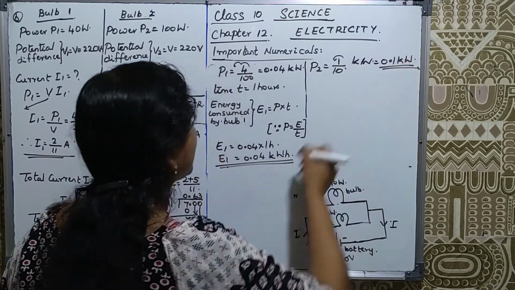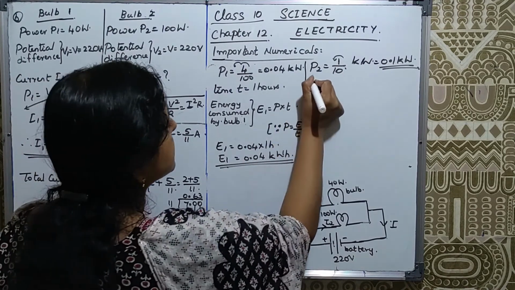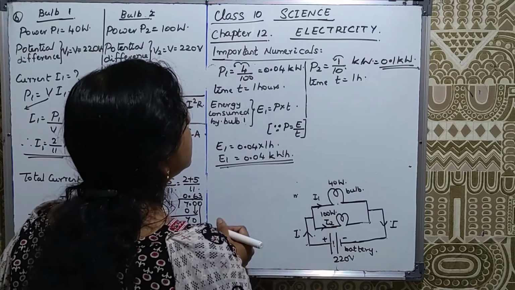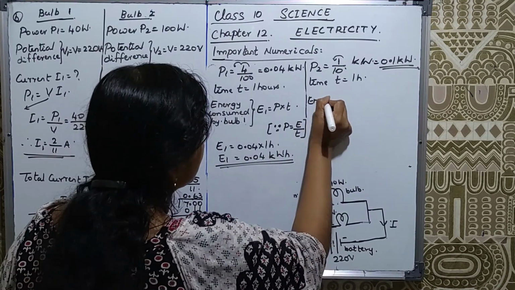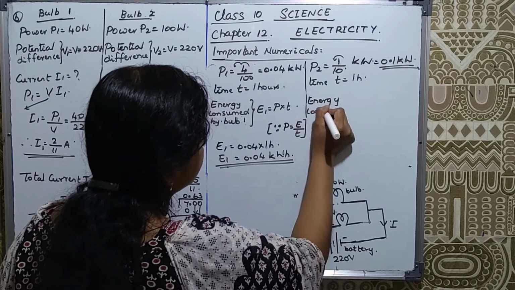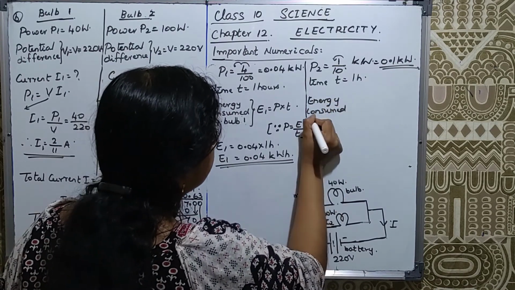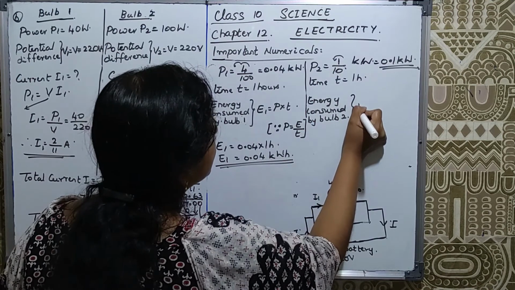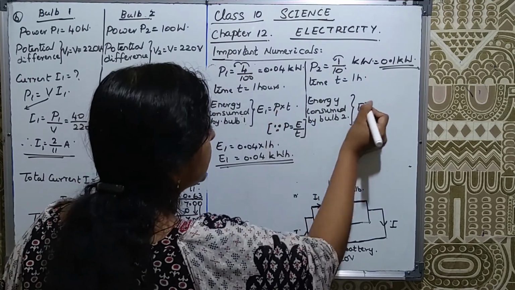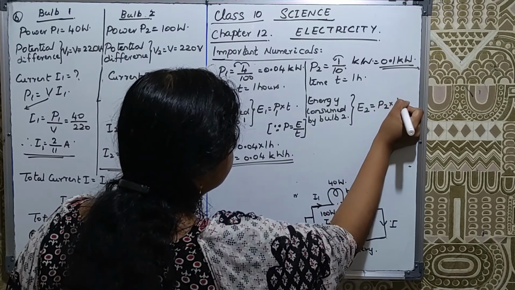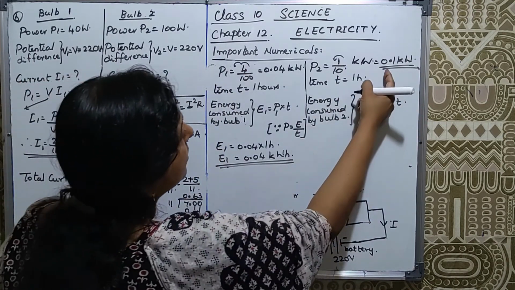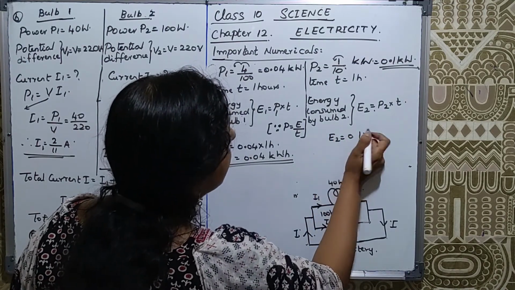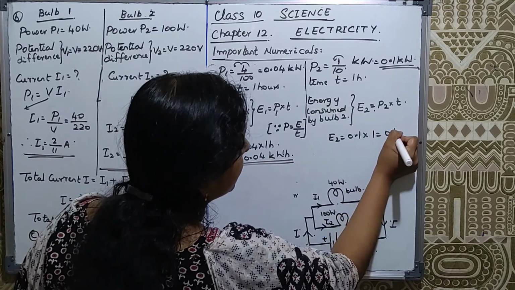That much kilowatt is power P2. Time T is 1 hour, the same time was used. So energy consumed by bulb 2, E2, equal to P2 into T, as in the previous case with P1 into T. P2 is how much? 0.1. So E2 equal to 0.1 into 1 hour, equal to 0.1 kilowatt hour.